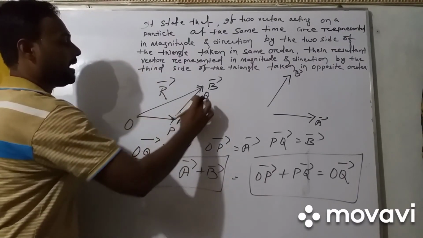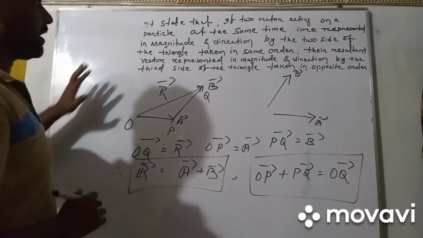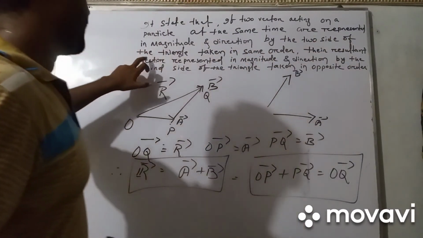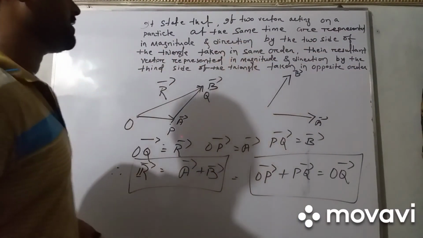This is the first side and this is the second side. So according to that definition, their resultant vector is represented in magnitude as well as direction.